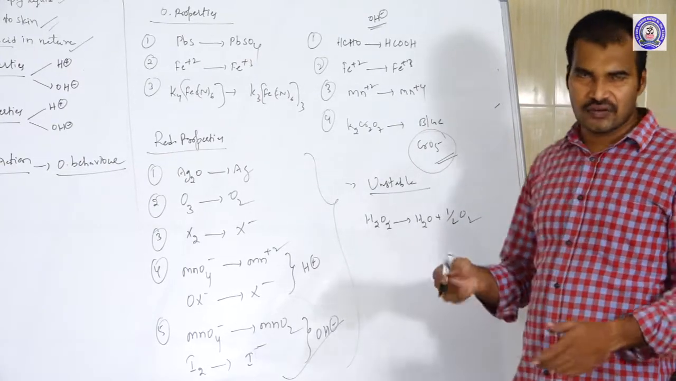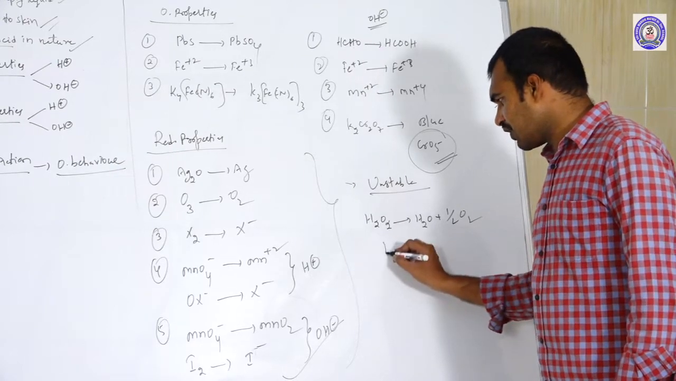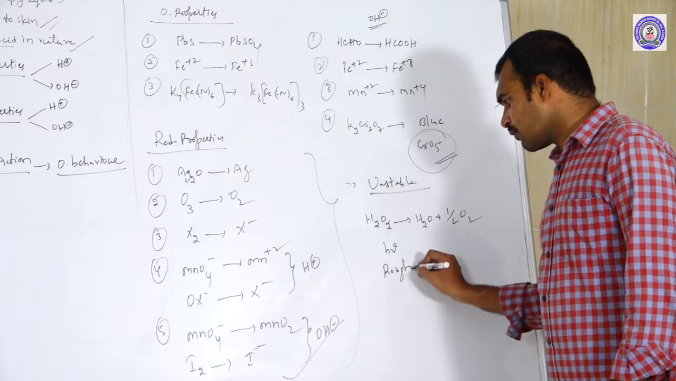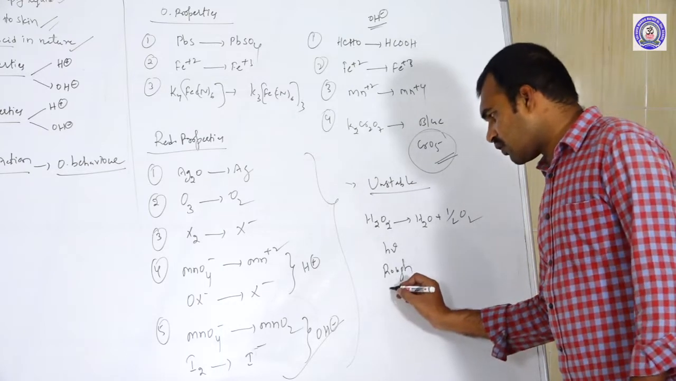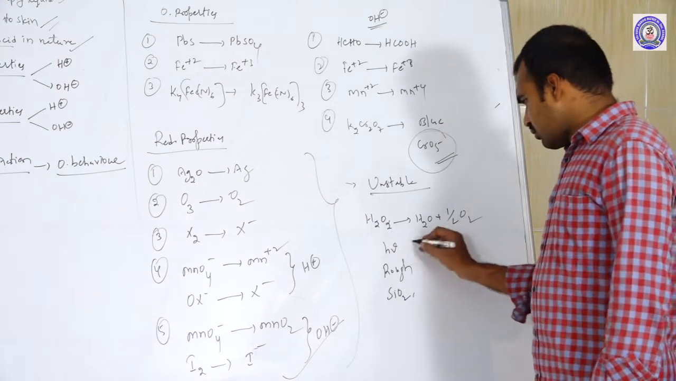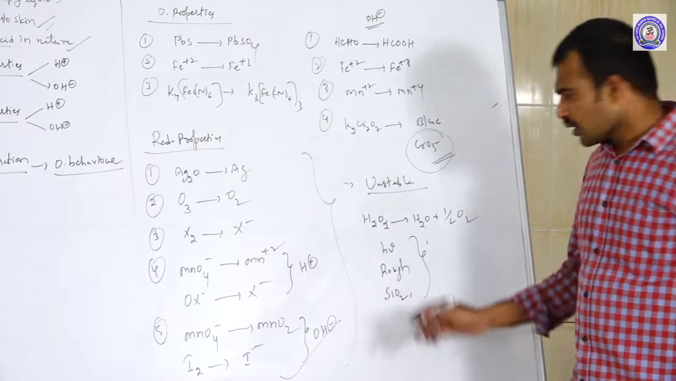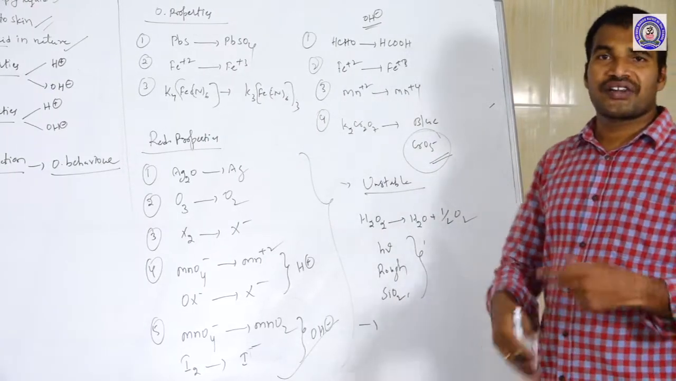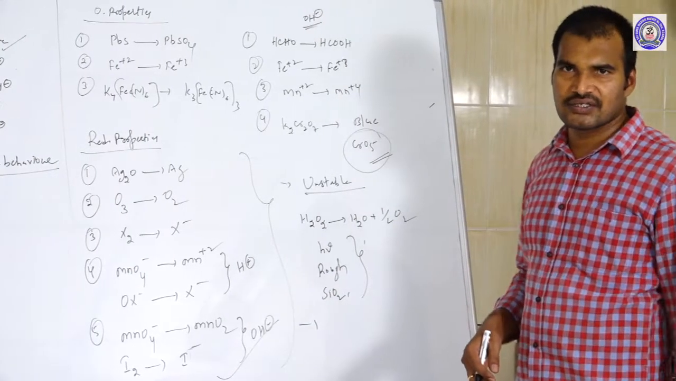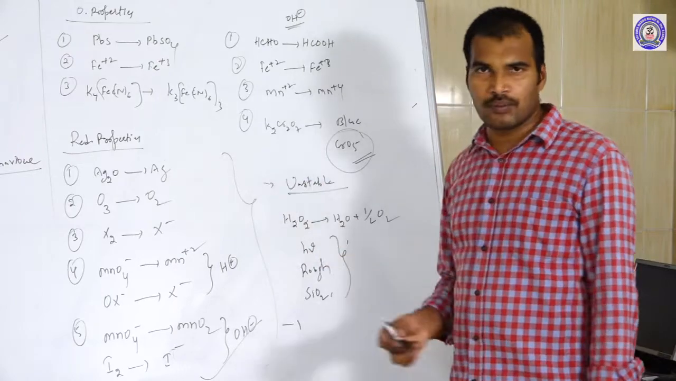It will decompose in the presence of sunlight, or in the presence of rough surfaces, or in the presence of acids like silica. These all enhance the decomposition. But by using some retarders, we can prevent the decomposition of H2O2. Those we call inhibitors or retarders. What are the inhibitors of decomposition of H2O2?